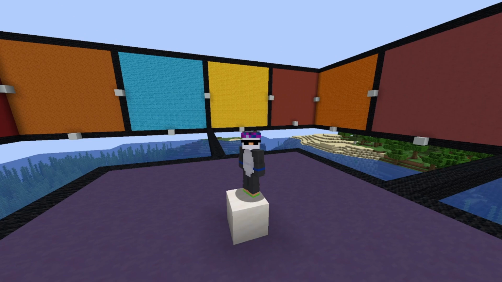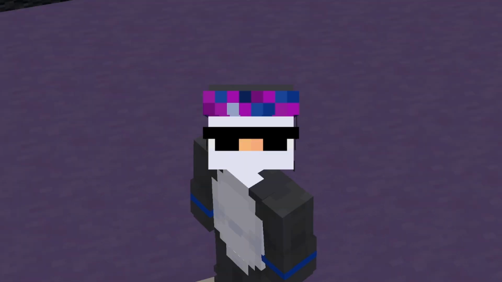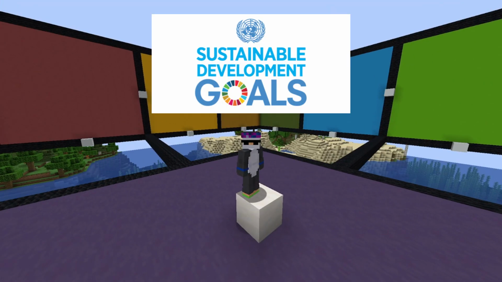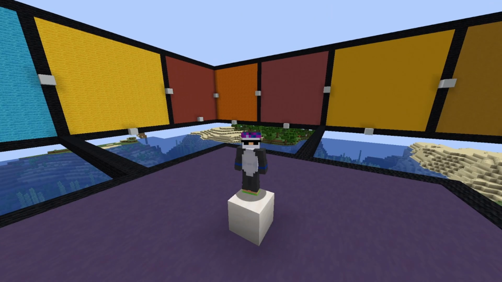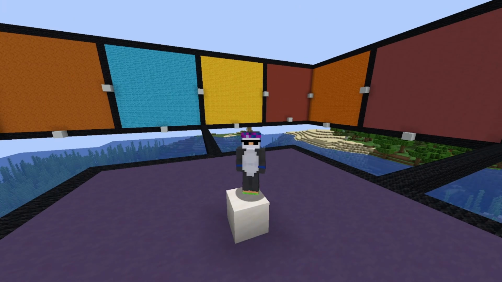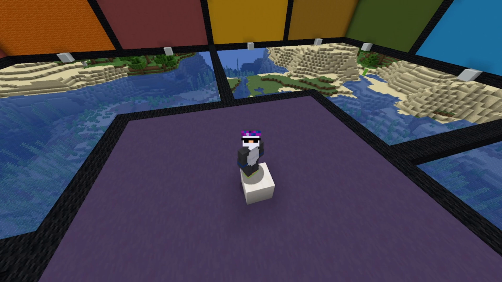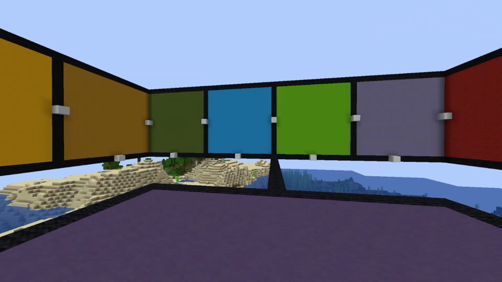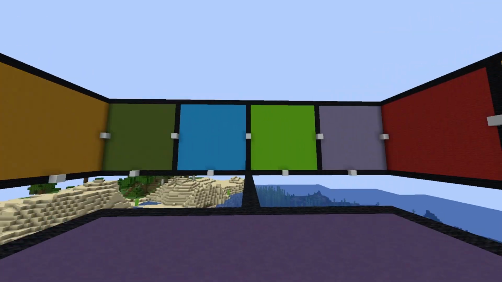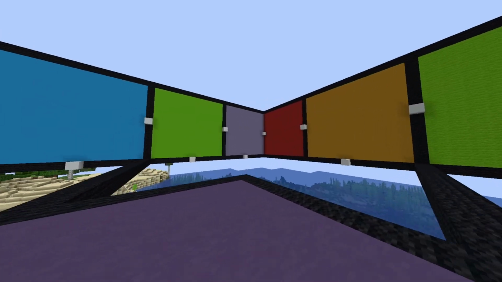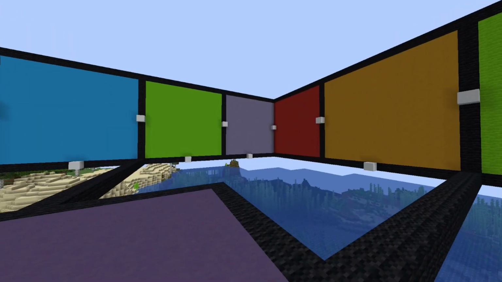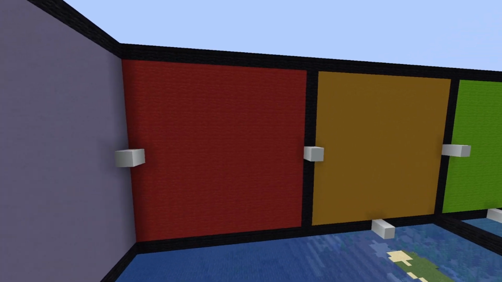Today we're going to be building the logos for the UN SDGs, or the United Nations Sustainable Development Goals, while talking about what each SDG stands for and why they're important to sustainable development. As you can see, I've already done the canvas stuff, so we're just going to have to build, so we can just crack on. Let's go.